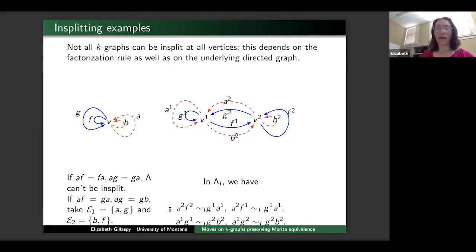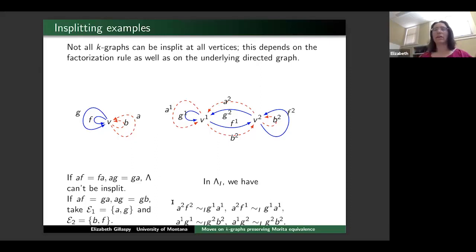And similarly, I could also have done F1 and then A2. That's now a blue-red path from V1 back to itself, and that should be equivalent to some A followed by G from V1 back to itself. The only A I can do to start at V1 is A1, and then I can follow that by G1. So we see that A2 F1 is equivalent to G1 A1, and similarly.